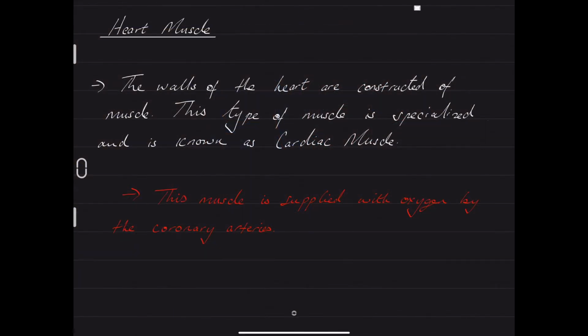So, as we just discussed, the left-hand side of the heart is significantly bigger than the right-hand side, specifically the muscular heart wall. Now, the walls of the heart are constructed of muscle, and this is a special type of muscle, and it is known as cardiac muscle. This muscle is supplied with oxygen by the coronary arteries. Now, why this is important is because the heart muscles are continuously beating. They need a lot of oxygen, and because they're continuously working, they're continuously respiring.